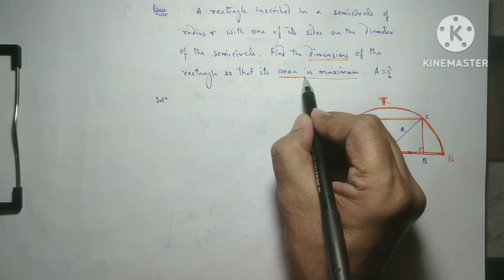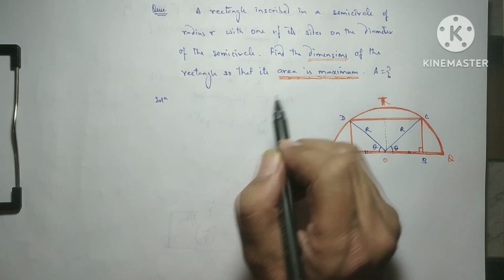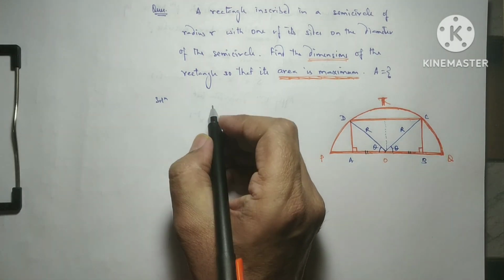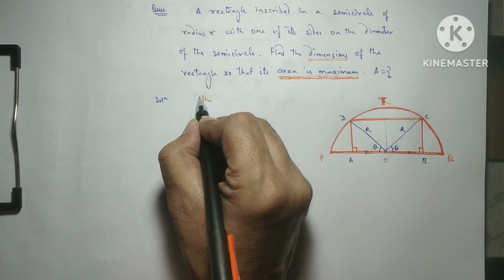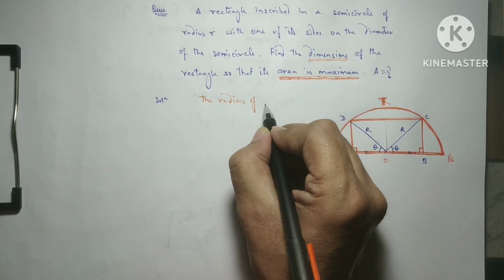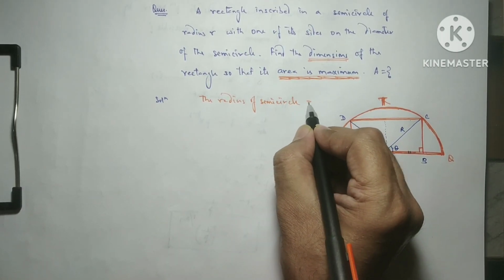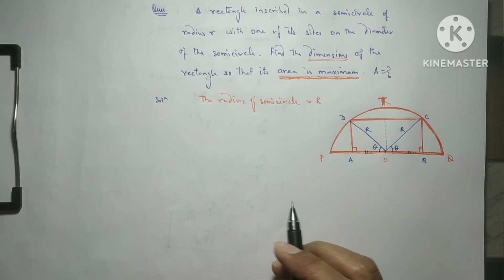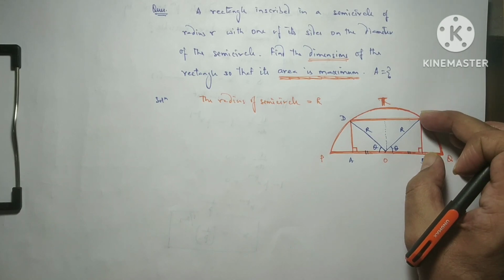So our focus is on area. So the main condition to prove is area. Right now the given is the radius of the semicircle, that is small r or capital R. So it is R, and we want the area of the rectangle. So we want the length AB or BC.